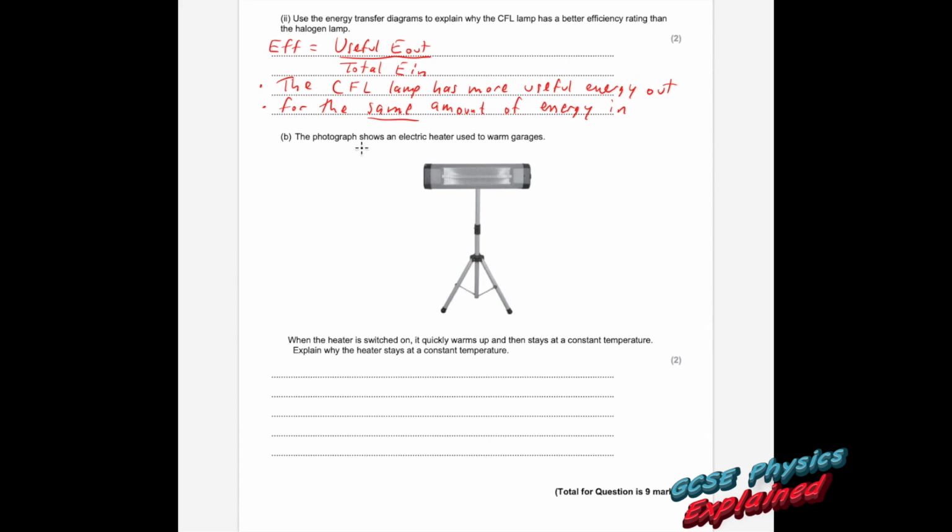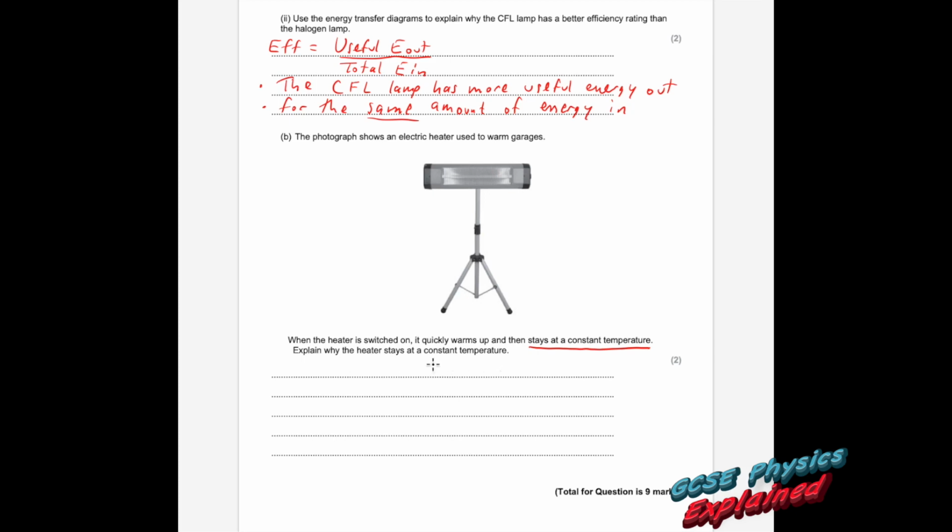Part B. The photograph shows an electric heater used to warm garages. When the heater is switched on, it quickly warms up and then stays at a constant temperature. Explain why the heater stays at a constant temperature.